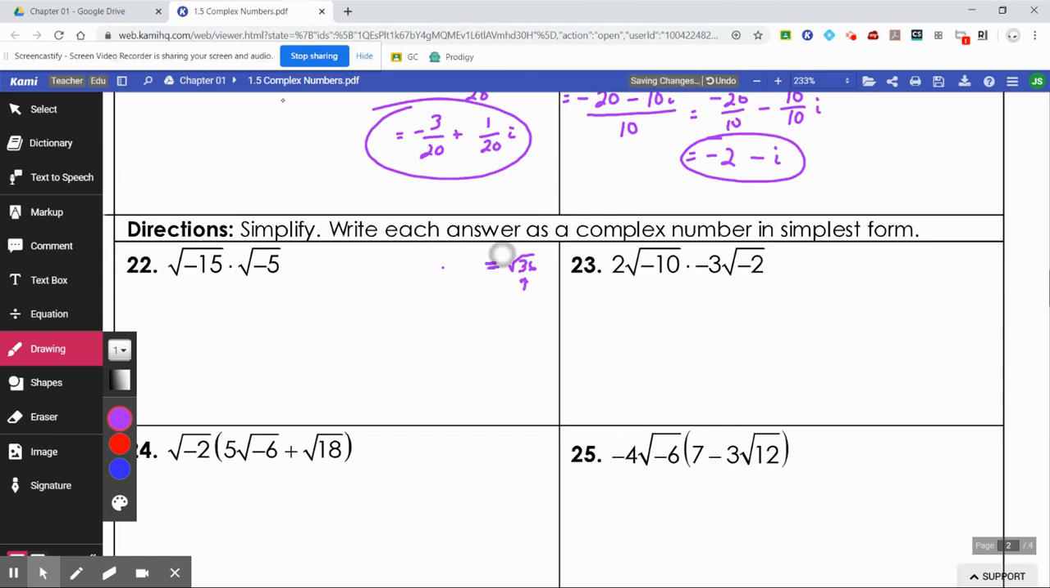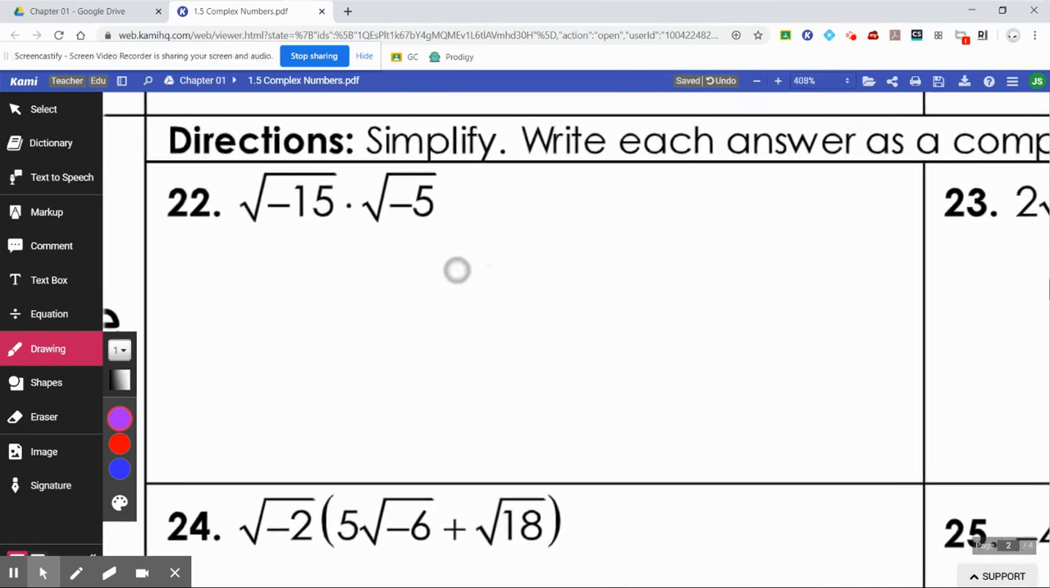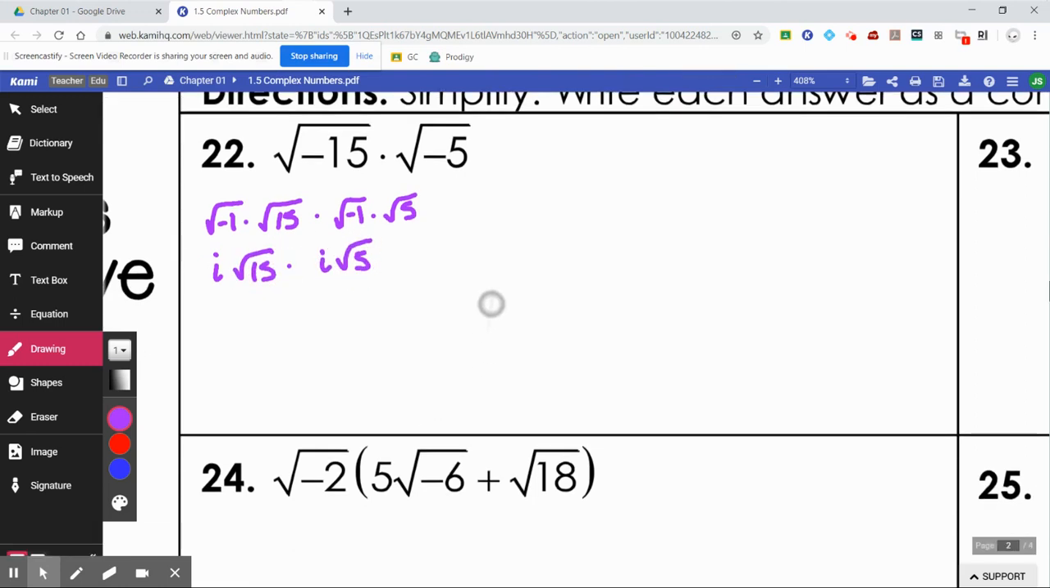So make sure that before you multiply these radicals, if you have negative radicals or the square root of negatives, make sure you change them to complex numbers first, or imaginary numbers first, and then do your operations with them. So we're going to have the square root of negative 1 times the square root of 15 times the square root of negative 1 times the square root of 5. So that's going to be i root 15 times i root 5.